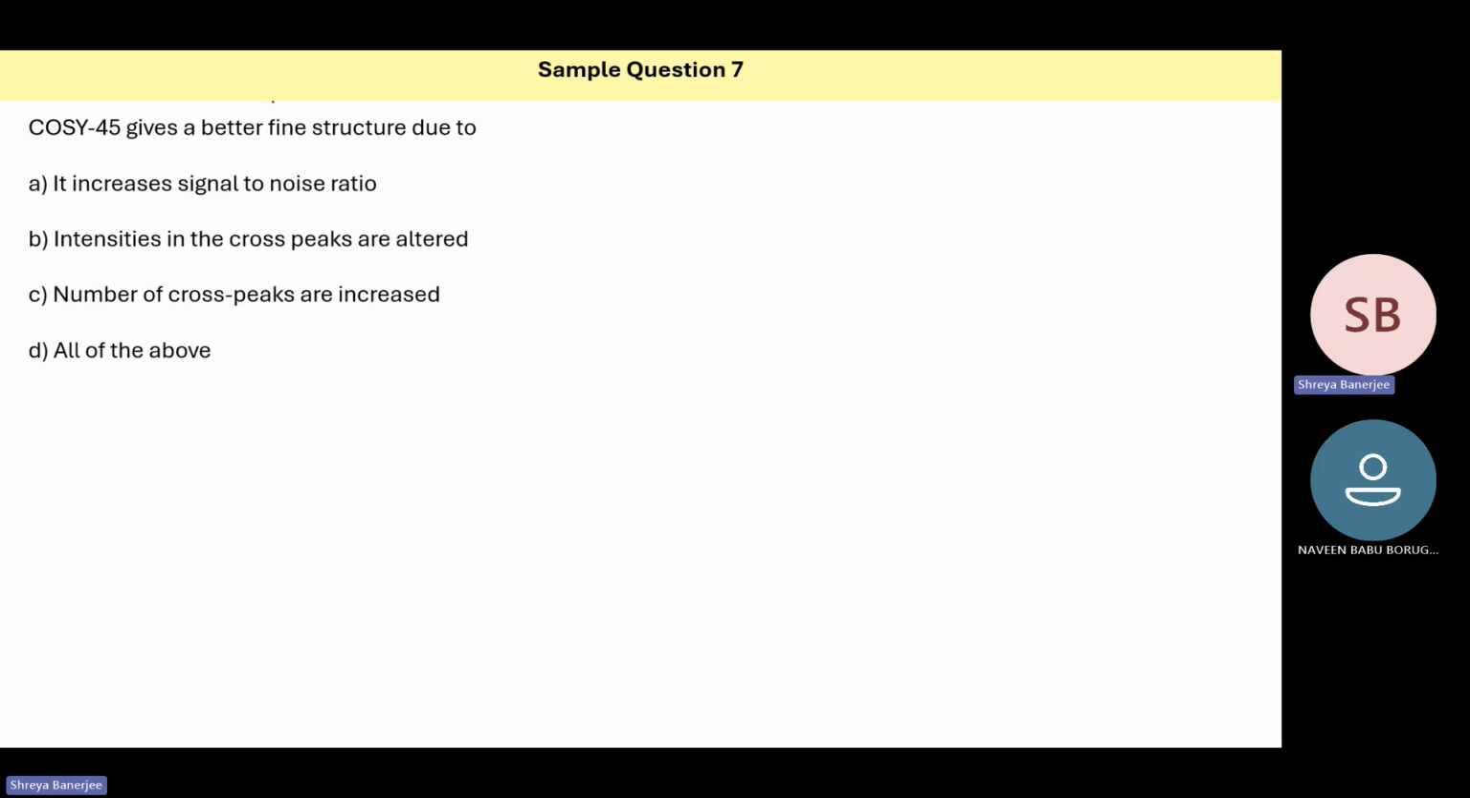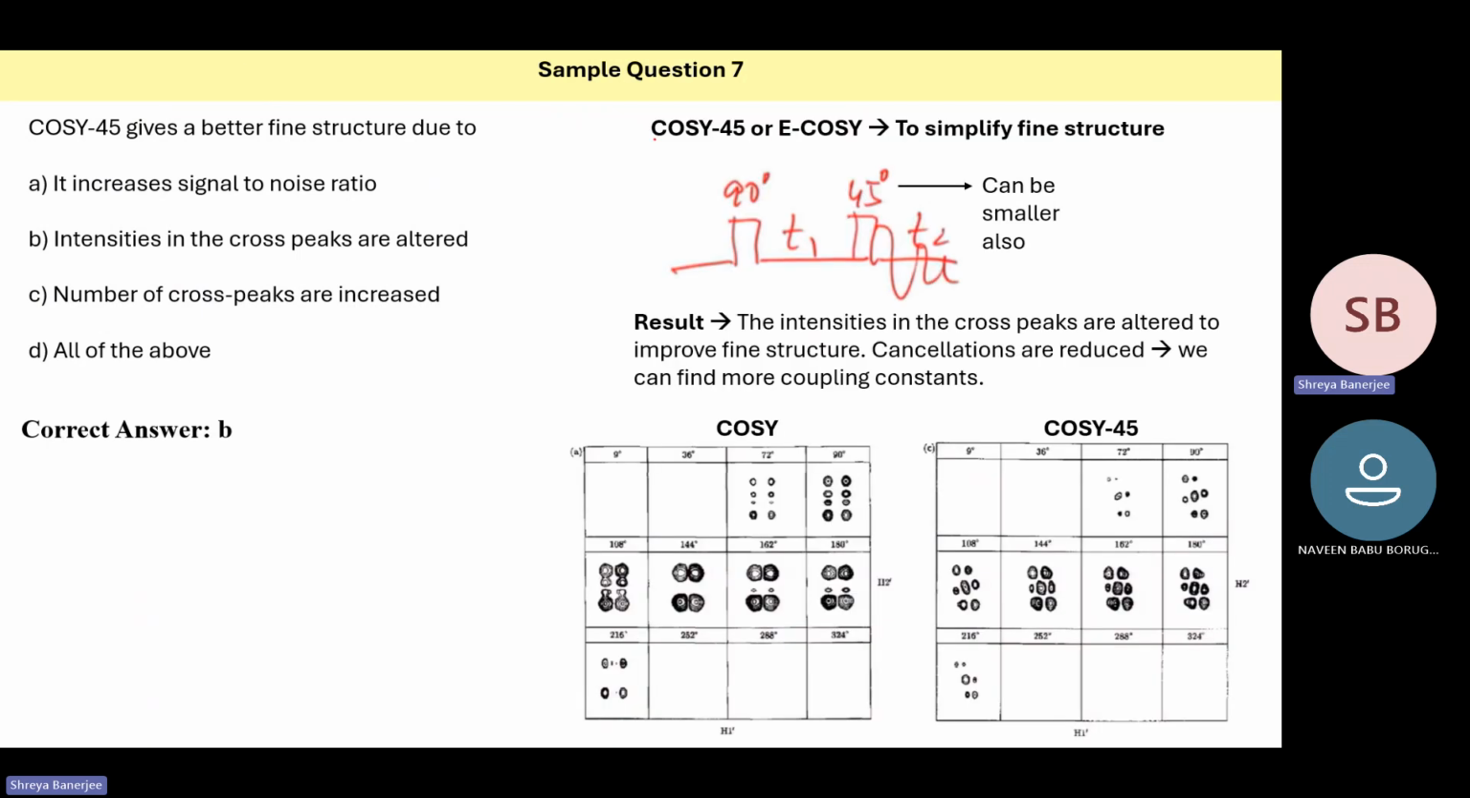Then another question was that COSY 45 gives a better fine structure due to what? So if you remember, COSY 45 is the experiment. After the first 90-degree pulse, there is an evolution time, and then there is a second pulse. If the second pulse is 90, it is a normal COSY experiment. But if it is 45 or smaller, it is called COSY 45 or E-COSY. Basically, what happens in this? This is the fine structure of a normal COSY experiment.